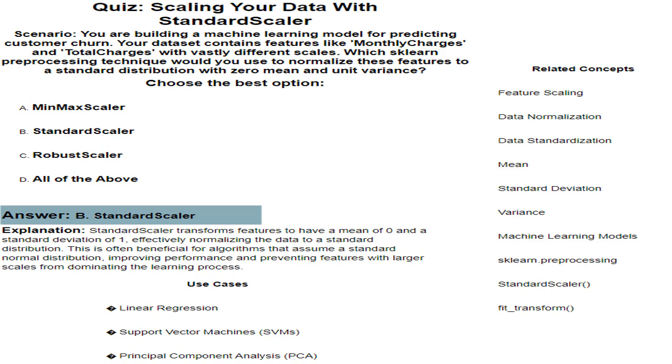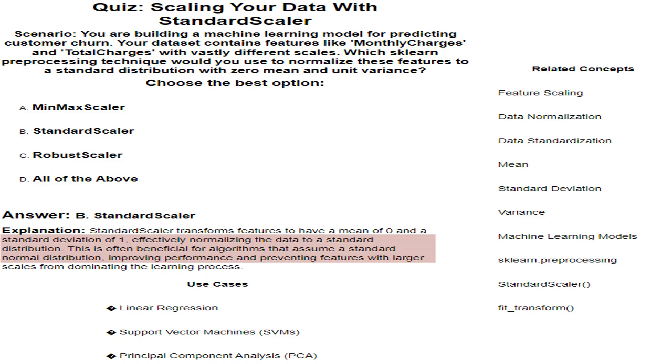Min-max scaler scales features to a range between 0 and 1. While it normalizes data, it does not necessarily result in a standard distribution with zero mean and unit variance. Incorrect. Standard scaler transforms features to have a mean of 0 and a standard deviation of 1, effectively normalizing the data to a standard distribution.